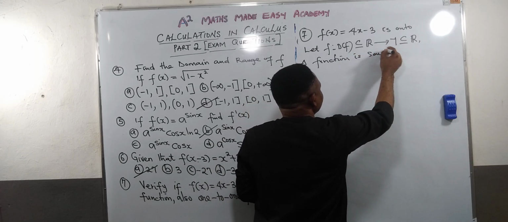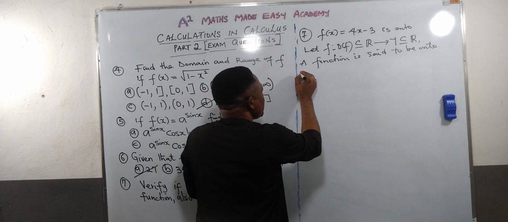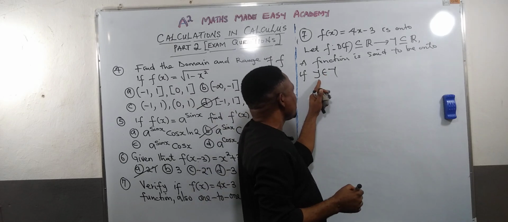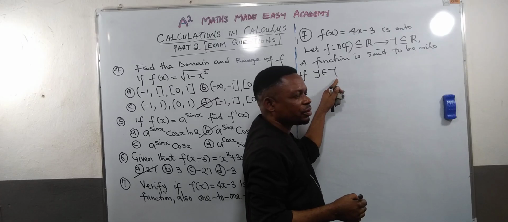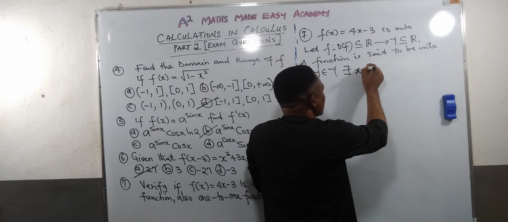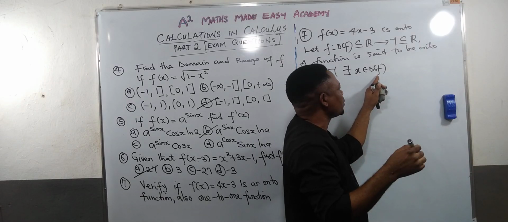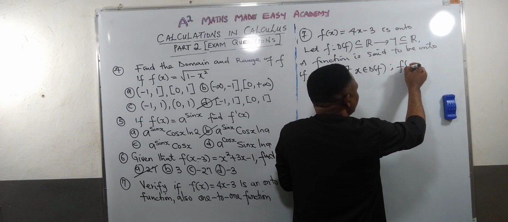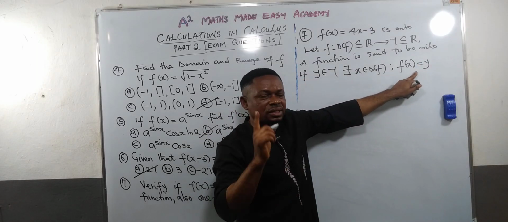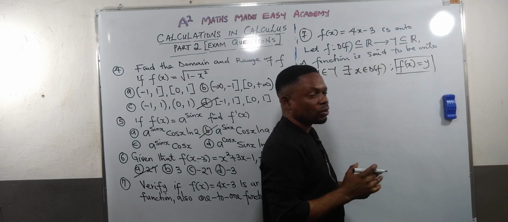So now, a function is said to be onto if small y is a member of big Y, there exists x, a member of the domain of f, such that f of x is equal to y. Now if you define this, it is called an onto function.